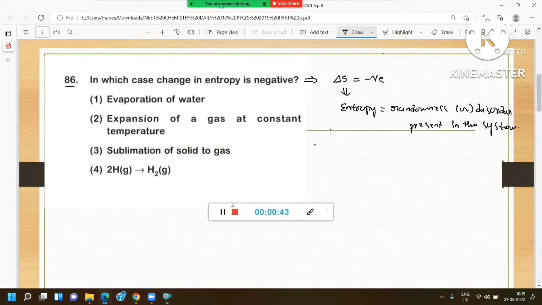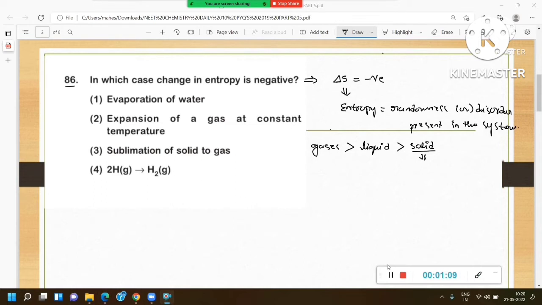We know that gases have higher entropy than liquids. Liquids have higher entropy than solids. Solids have the low entropy value. Why? Because they are arranged in a close packed structure. Gas has the highest entropy value. Why? Because there is an increase in randomness or disorder in the system. Now let us verify the given statements. The first one is evaporation of water. That means when liquid is heated, evaporation takes place.